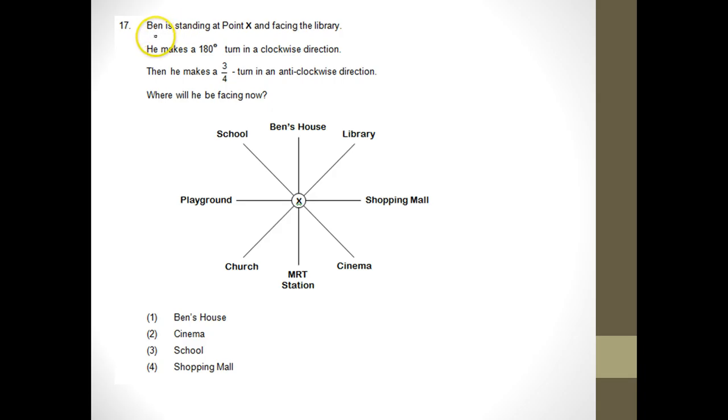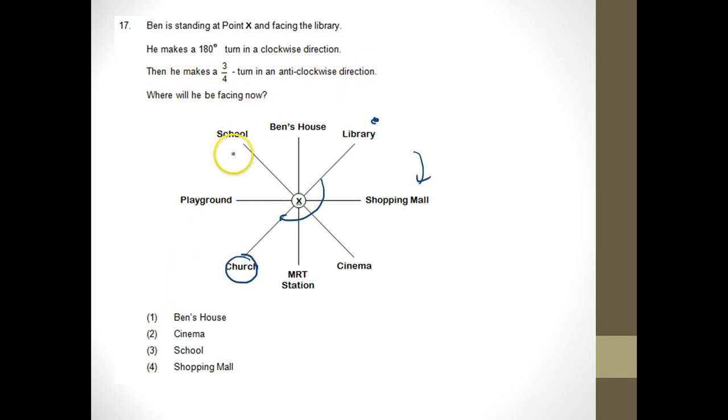Question 17. Ben is standing at point X facing the library. So I know Ben is facing this side, the library. He makes a 180 turn in a clockwise direction. So clockwise, this way, 180. So he would have faced the church.